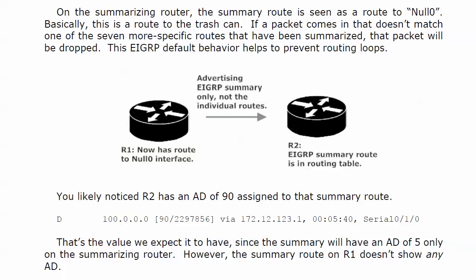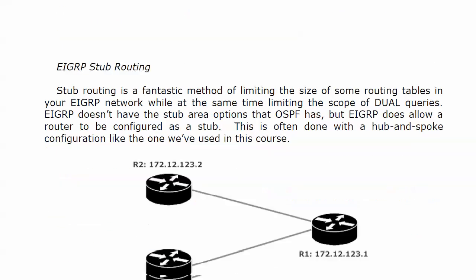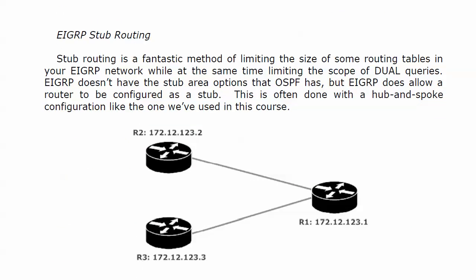So let's go ahead and bring that down and talk about a related topic. We're going to chat about it for a few minutes and then see it in action. And that is EIGRP stub routing. This is a fantastic way to do several important things. First off, it really helps us keep our table complete but concise by limiting the size of some routing tables in the EIGRP network while at the same time limiting the scope of queries.